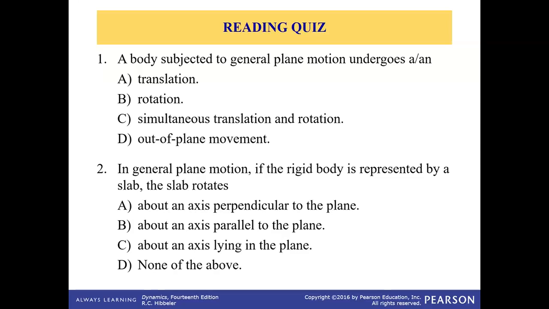because it's a general plane motion. Second question: in general plane motion, if the rigid body is represented by a slab, then the slab rotates A. about an axis perpendicular to the plane, B. about an axis parallel to the plane, C. about an axis lying in the plane, or D. none of the above. We have discussed this in the beginning of chapter 16, that general plane motion means the body rotates in plane, and the axis of rotation is perpendicular to the plane.